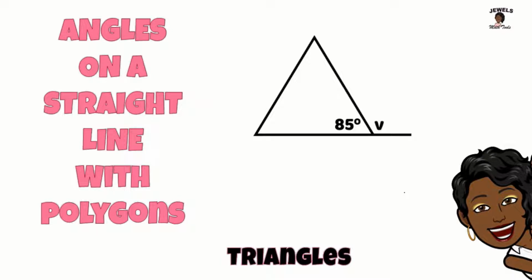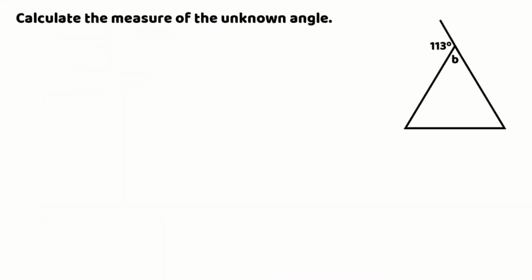So in our session today, we're going to be calculating our unknown angle and our angles on a triangle when polygons are involved. So in this particular video, we're going to be looking at mostly triangles. And in remembering your rules for angles on a straight line, remember that your angles on a straight line always sum to 180 degrees and they must share the same vertex.